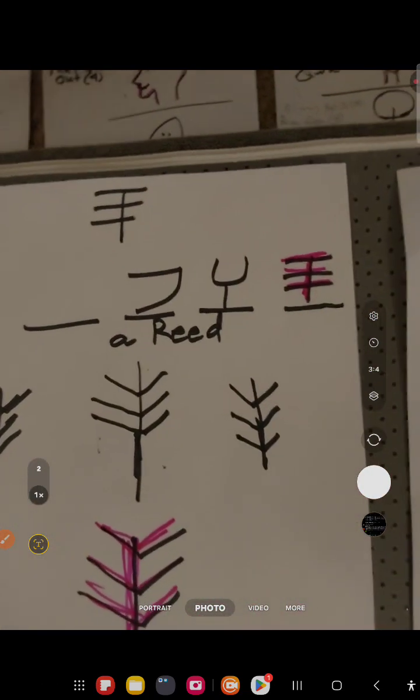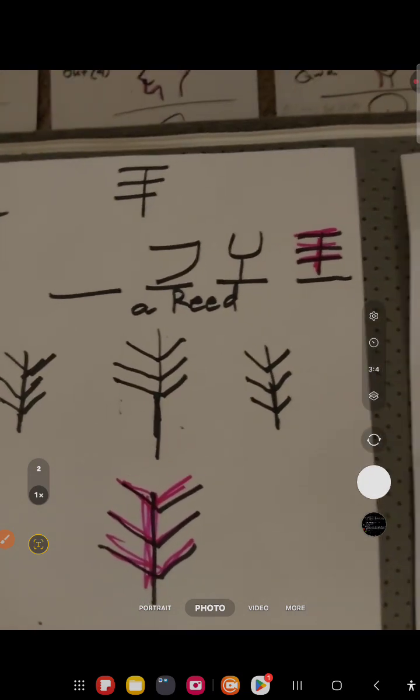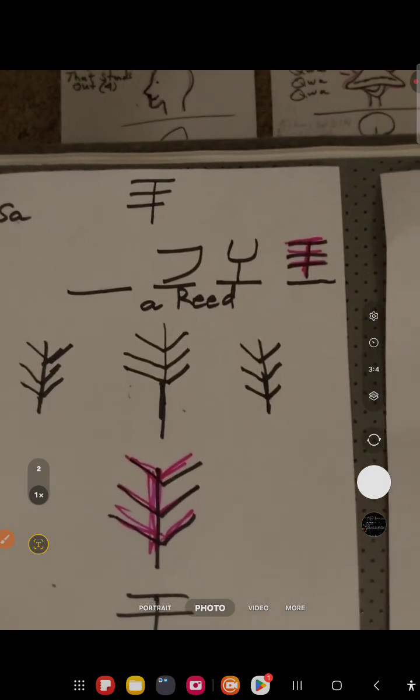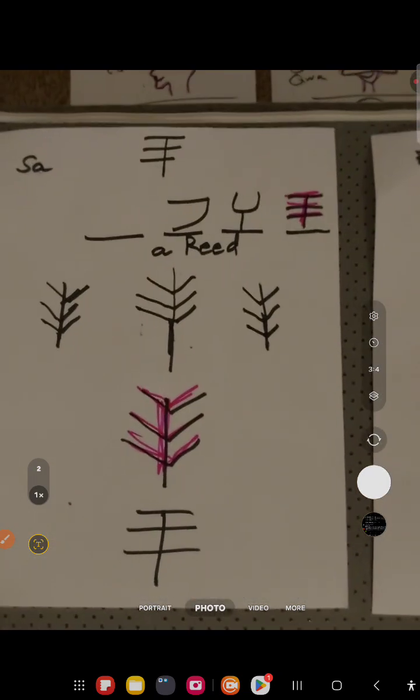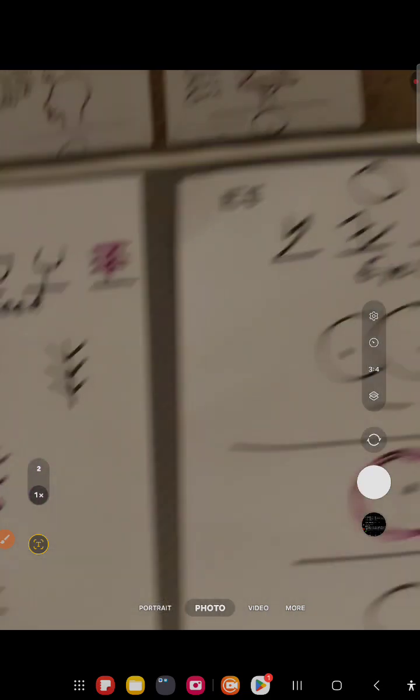Let's see here. We have sawap. Okay, what's a sawap? A sawap is a reed, a plant in the whole nine and everything. All right, and so that's where sa came from and whatnot. Okay, and as you can see the pictogram there, sa is literally a picture of a reed.